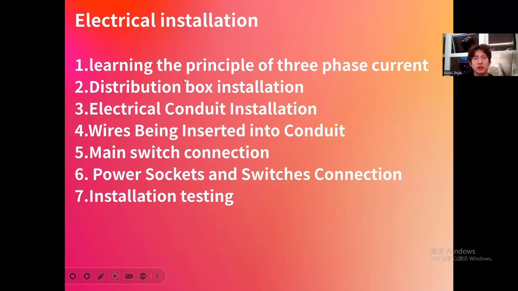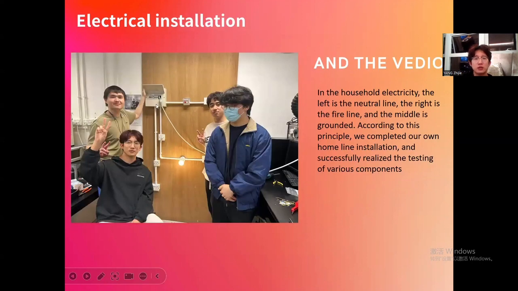I will continue to the final part, which is the electrical installation. Firstly, we learned the principle of the three-phase current. Secondly, we learned distribution box installation, electrical conduit installation, wires being installed into conduit, main switch connection, and power sockets and switches connection. And finally, installation testing. So this is the final result. We finished it, and I will have the result video for you.